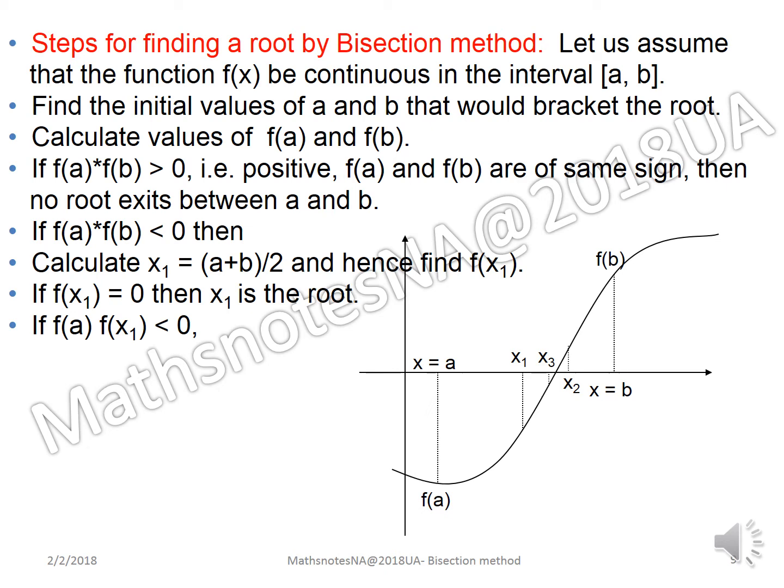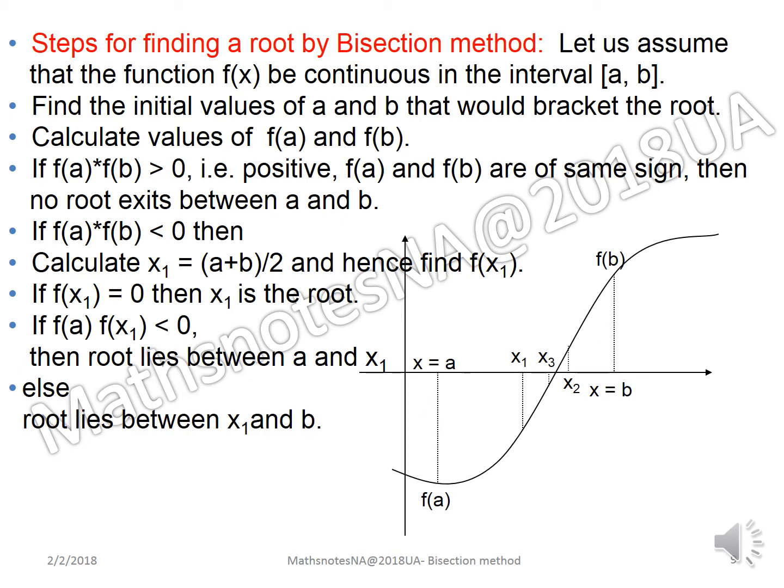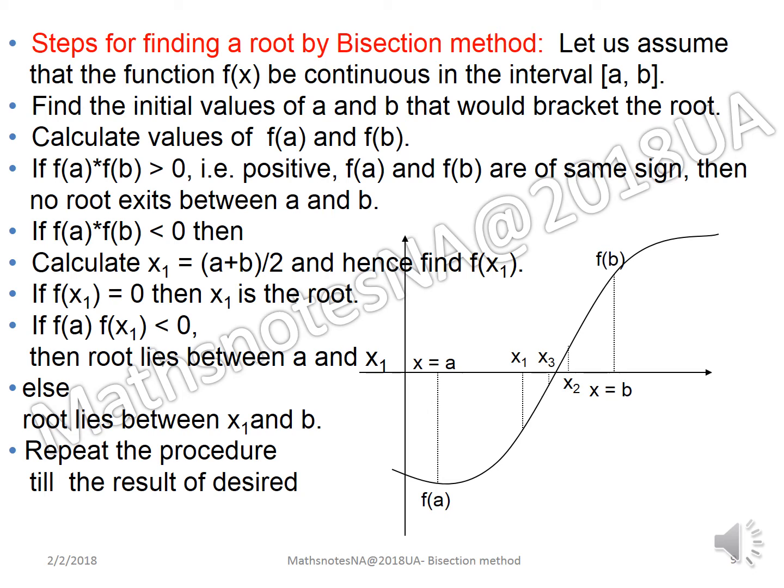If f(a) into f(x1) is less than 0, then the root lies between a and x1. Else the root lies between x1 and b. Repeat the procedure till the result of desired accuracy is obtained. Here in the figure, a curve has been shown and there is an interval x is equal to a and x is equal to b. Function value at x is equal to a is f(a) and function value at x is equal to b is f(b). Now we will calculate x1, x2, x3 and so on till we reach a root of desired accuracy.